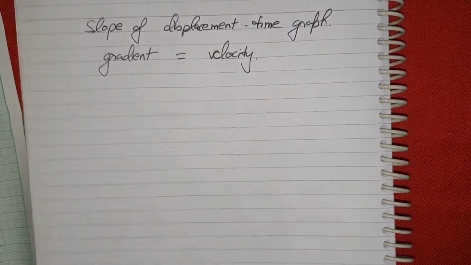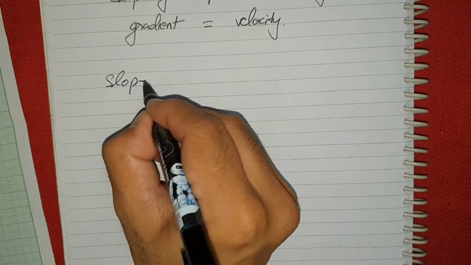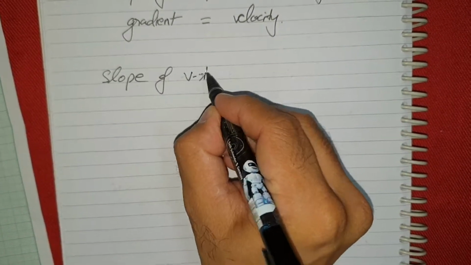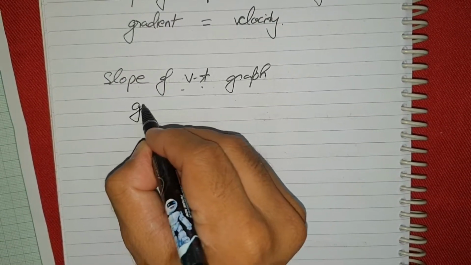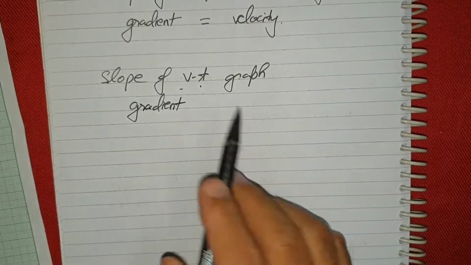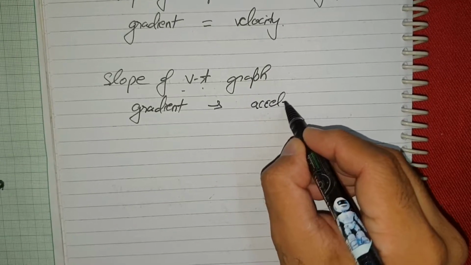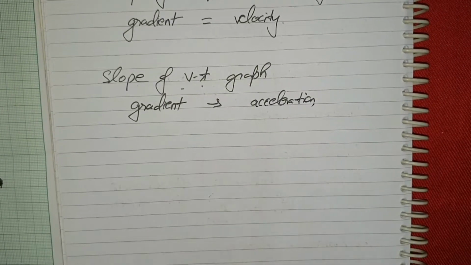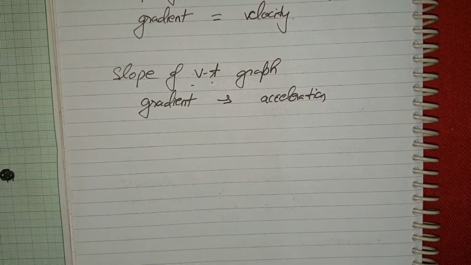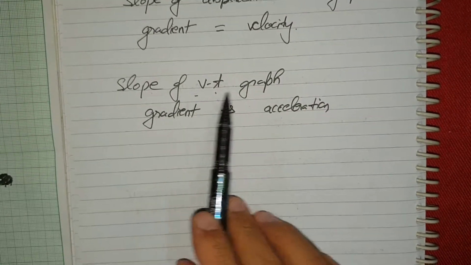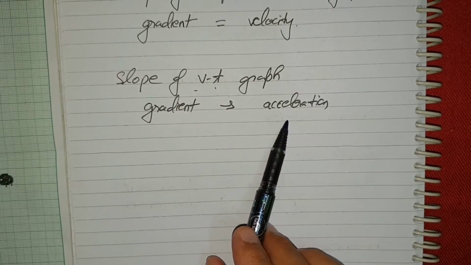So you should know that the slope of the velocity time graph, or the gradient, gives you the acceleration. So the slope of the Vt graph, or the gradient of the Vt graph, gives you the acceleration.